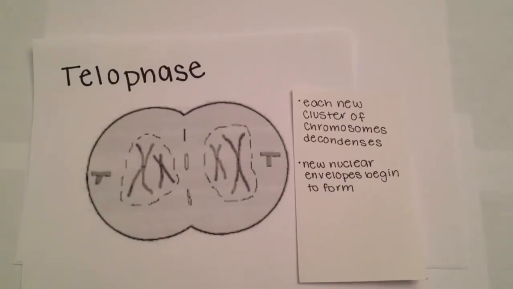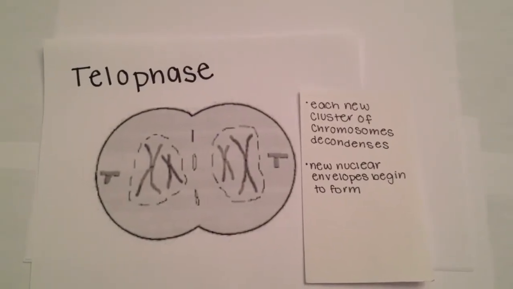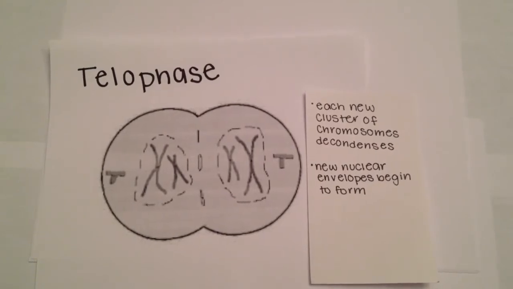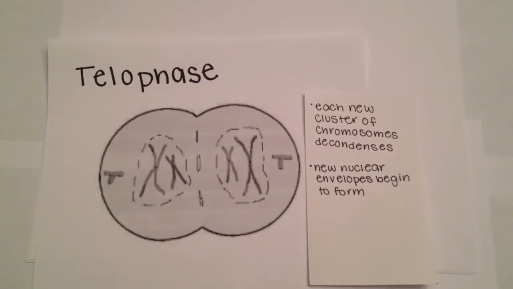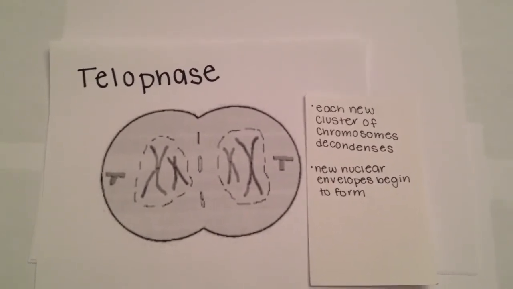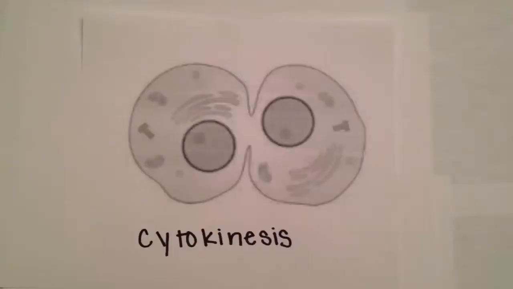The final stage of mitosis, called telophase, is when each new cluster of chromosomes begins to decondense. A new nuclear envelope begins to form, and mitosis is complete.